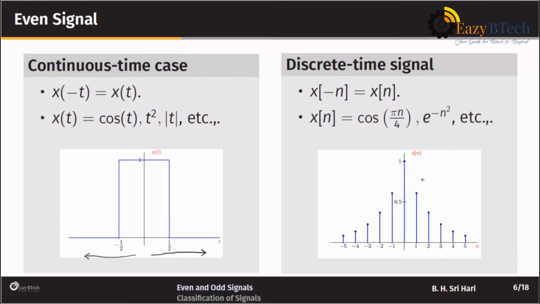Even for the discrete time case, the same rule applies, except at the origin, because at the origin we should have a fixed value. If you look at the amplitude, x of 1 is some value, the same is the value for x of minus 1, and this repeats for all the samples, and hence we say that this signal is an even signal. Similarly, as I said, we can have infinite number of examples. This is just a graphical representation of an even signal.